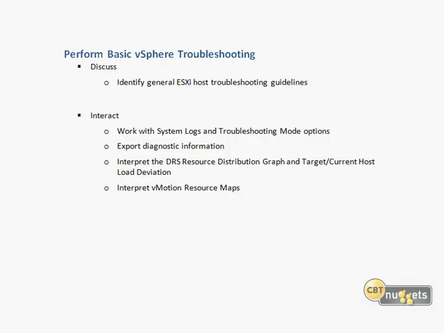And then from there, we went through some of the different troubleshooting functionalities and features that ESXi and vCenter both have for you, both at the ESXi level here with system logs and those troubleshooting mode options, and then also at the vCenter level with this diagnostic information and the packages that you can create and submit to VMware. We then spent a little bit of time here with the DRS resource distribution graph and those target and current host load standard deviation metrics, and then ultimately talked a little bit about those vMotion resource maps because, as I said before, maps are just cool.